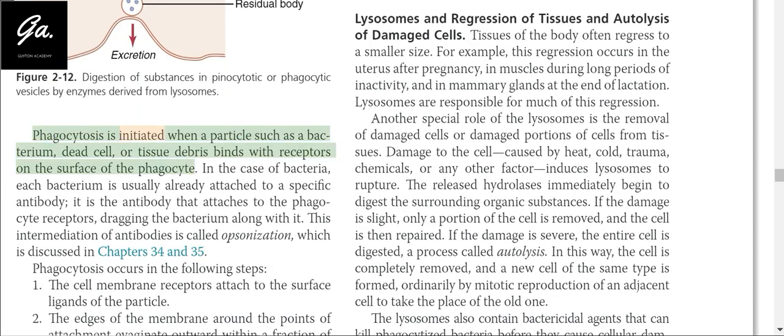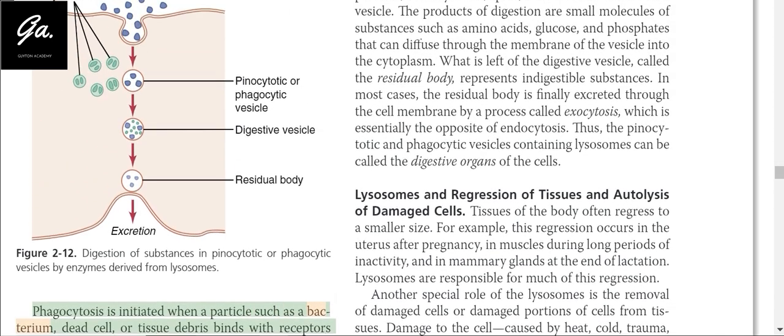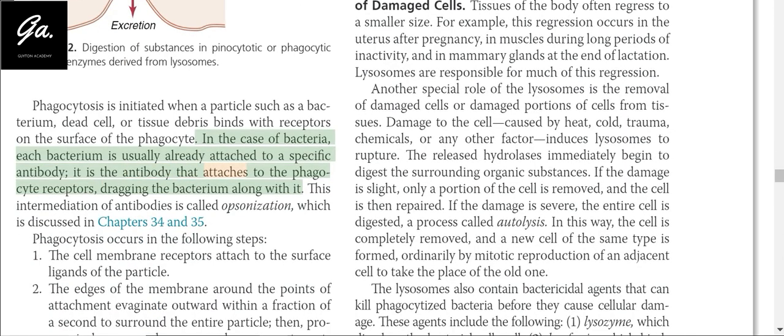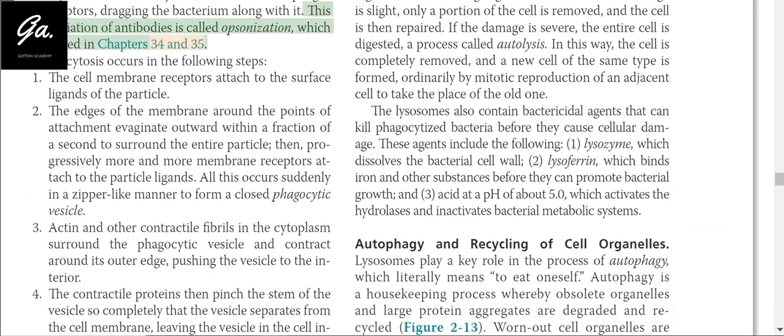Phagocytosis is initiated when a particle such as a bacterium, dead cell, or tissue debris binds with receptors on the surface of the phagocyte. In the case of bacteria, each bacterium is usually already attached to a specific antibody. It is the antibody that attaches to the phagocyte receptors, dragging the bacterium along with it. This intermediation of antibodies is called opsonization, which is discussed in chapters 34 and 35.